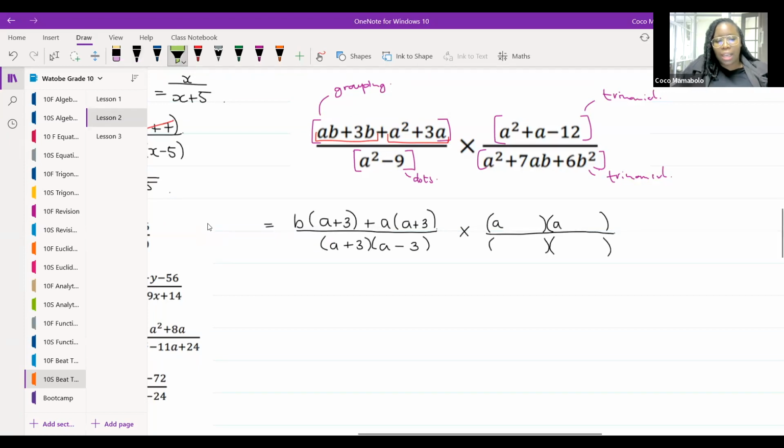Okay, I realize at the bottom that there's a B squared. So I need to make sure that if I put an A and an A over here, I also put a B and a B over there as well. So I'm going to get A plus 1B and A plus 6B over here. All right, anybody got the factors for A squared plus A minus 12 for me?